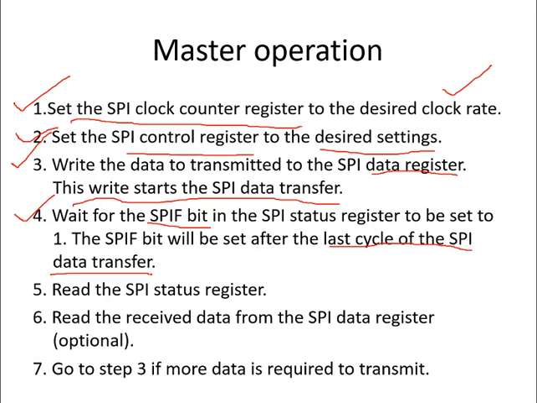Okay, so whenever it is 1, then what you have to do? Read the SPI status register. Read the received data from the SPI data register. Of course, this is in case the master wants to read the data from the slave. Okay, and the last one is to go to step 3 if you have more data to be transmitted or received. So you have to first set the clock rate, then give the settings, then write the data and wait for the data transmission.